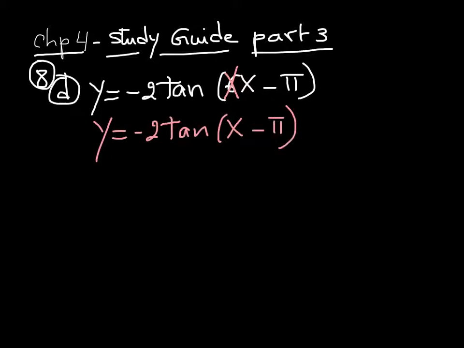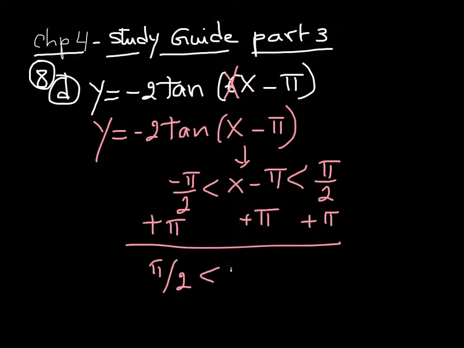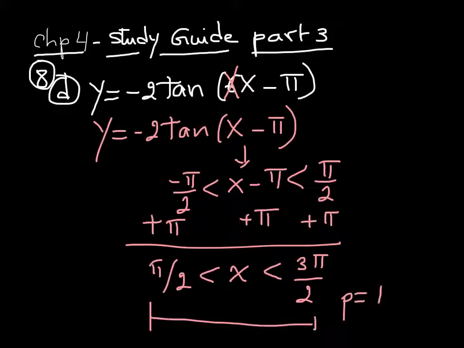Now to find the period, all I need you to do is take negative pi over 2 less than x minus pi, less than positive pi over 2. I need you to solve for x, adding pi to all 3 sides, and this function is going to be pi over 2 less than x less than 3 pi over 2. The length of this period from here to here is only 1 pi.